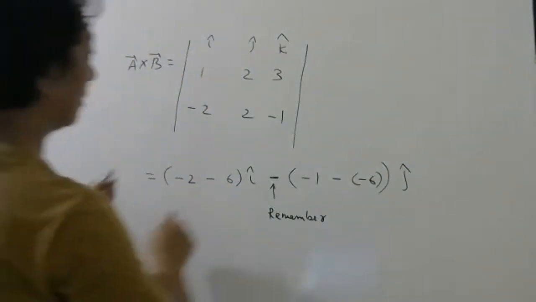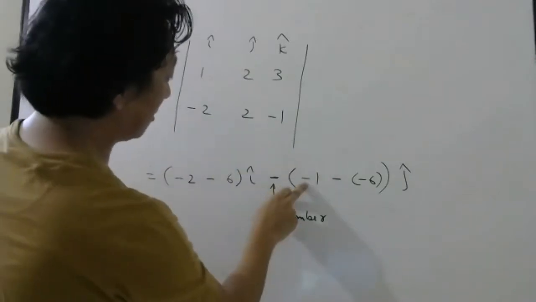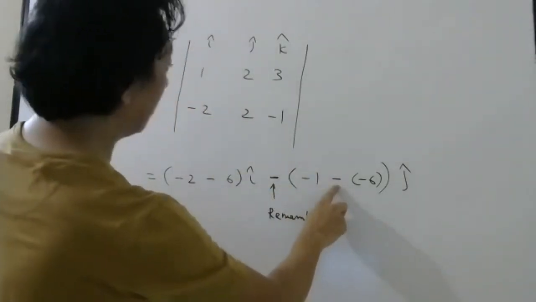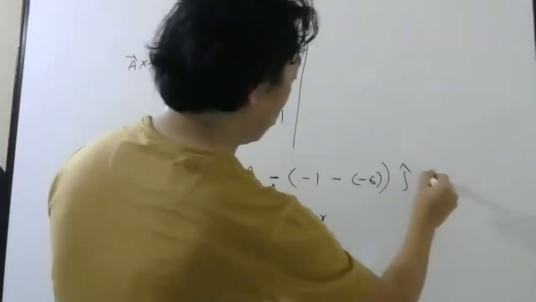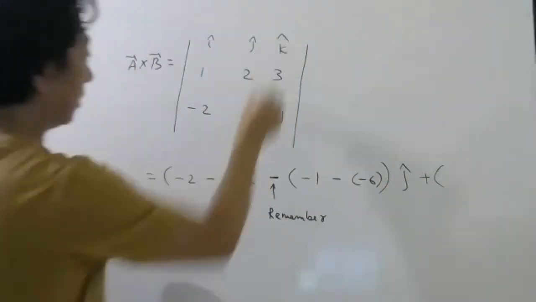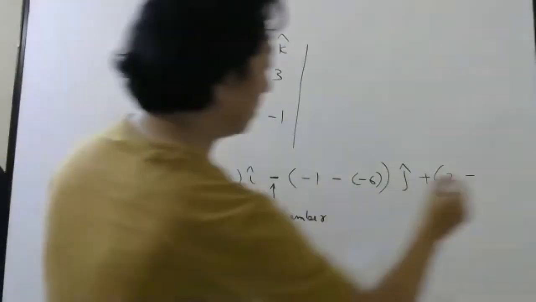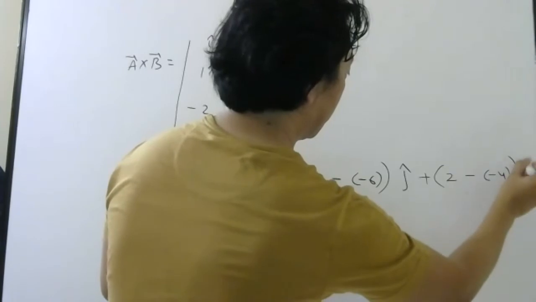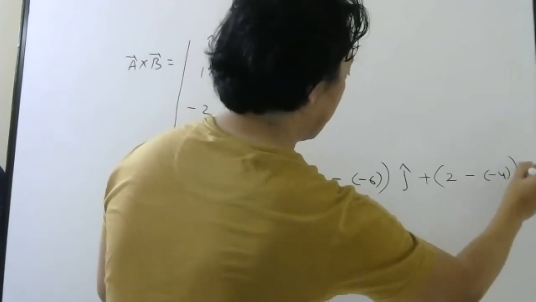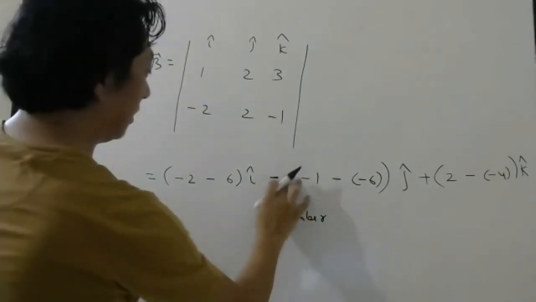Now, let me repeat once more. J component, 1 into minus 1, minus 1. Then minus sign from formula. 3 into minus 2, minus 6. Then back to plus again. For k, 1 into 2, 2. Minus 2 into minus 2, minus 4... k cap. If you want, you can put curly brackets here.